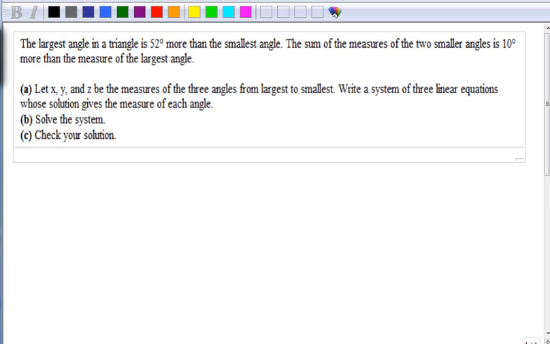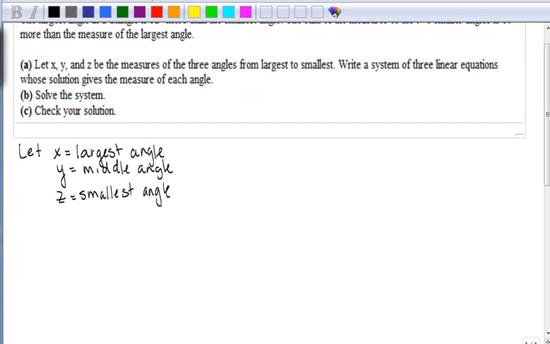So let's go ahead and do that. I'm going to let x be the largest, y be the middle angle, and z be the measure of the smallest angle. And all three of these are the measure of the angles. Then it asks me to write a system of three linear equations.